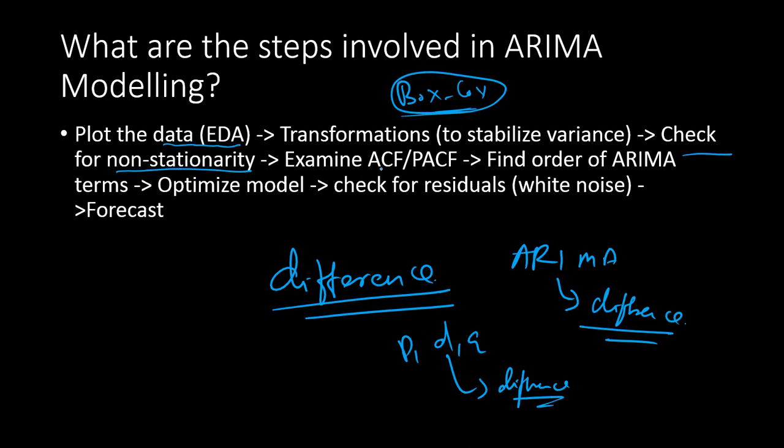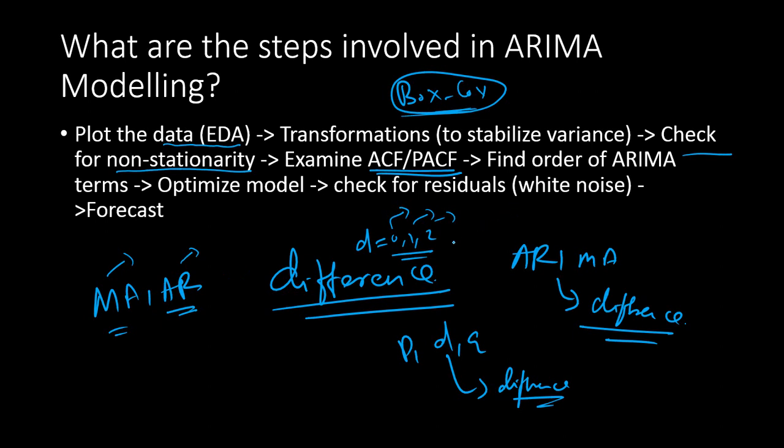Then you check the ACF and PACF and find out the order of the MA and AR values, the MA terms and the AR terms. And once you're sure about how many differences there are, so you're sure about what the D term is, it is 0, 1, or 2. If it is stationary, then of course it is going to be 0. If it is non-stationary, it's going to be 1, 2, or 3. And then there will be certain AR and MA terms.